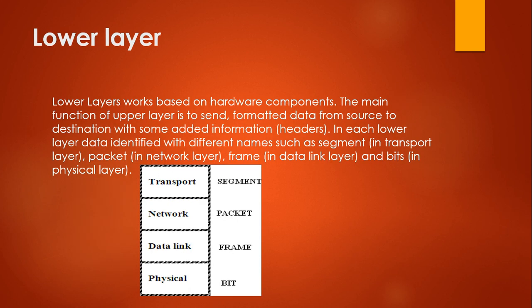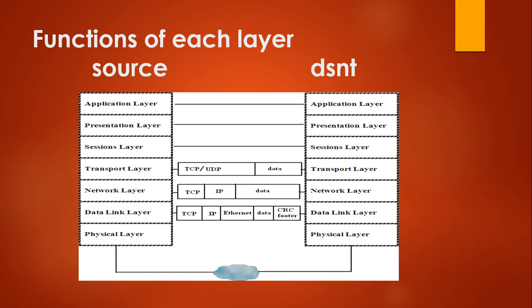The second part is the lower layer. The lower layer is divided into four layers: transport layer, network layer, data link layer and physical layer. The lower layers work based on hardware components. The main function of the lower layers is to send formatted data from source to destination, with added header information in each layer. Each layer has a function at the source and destination.